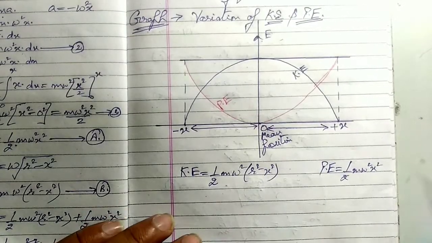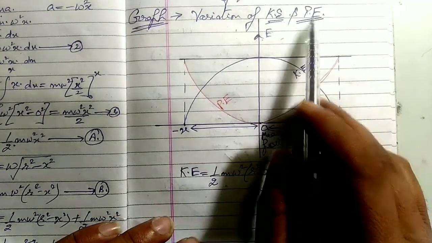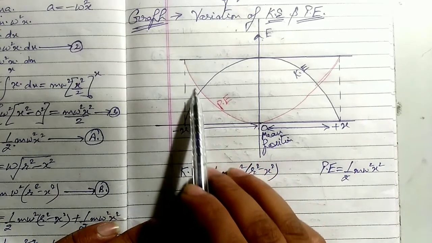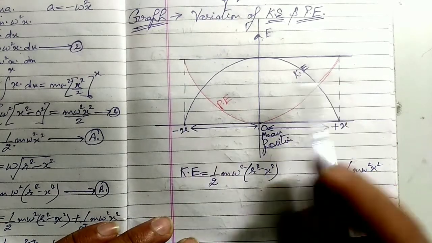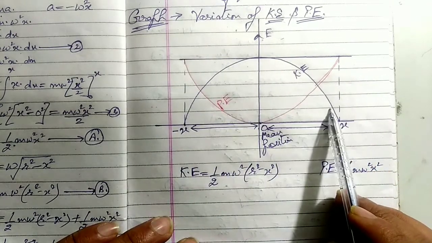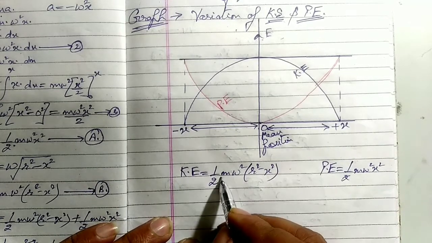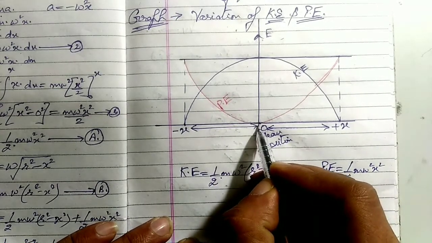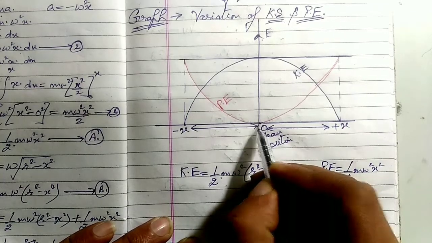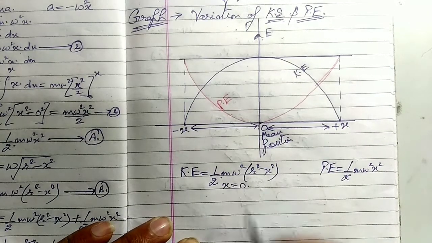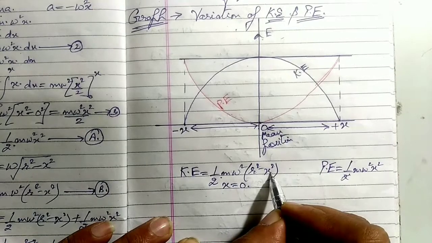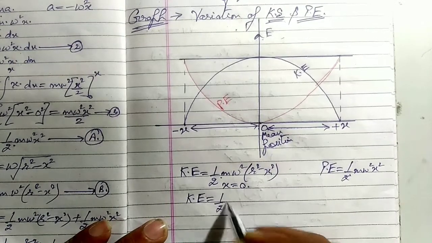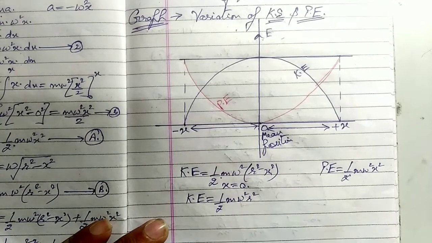We will now talk about the variation of KE and PE. So we are getting a graph of this shape. This is the graph of potential energy and this is the graph of kinetic energy. Here is the formula of kinetic energy and here is potential energy. This is the mean position. Students, at the mean position x is equal to 0. If x is equal to 0, we will put it here. So KE is equal to half m omega square r square.